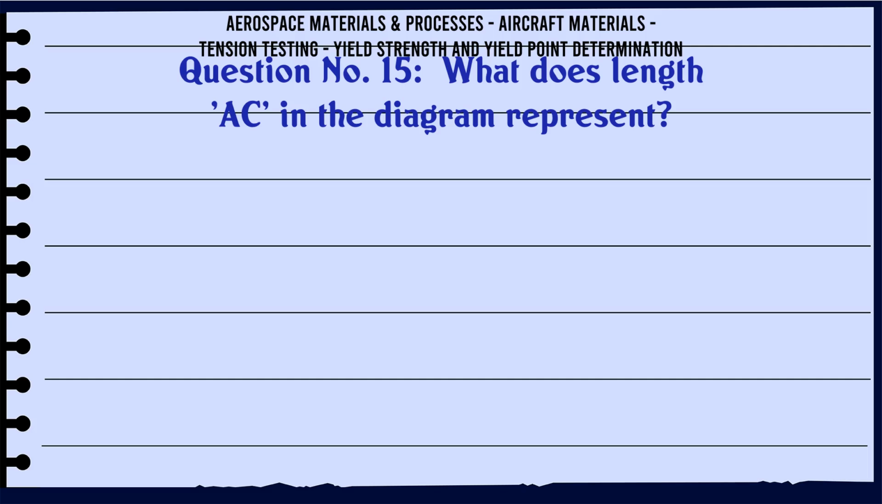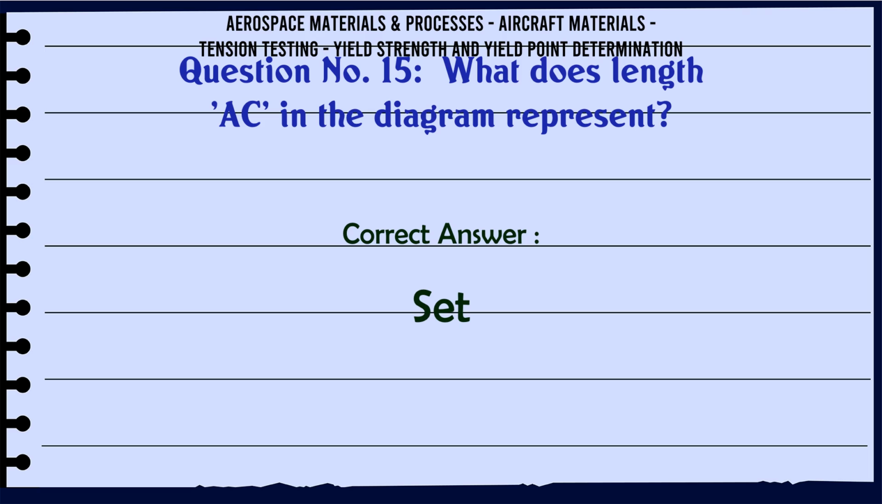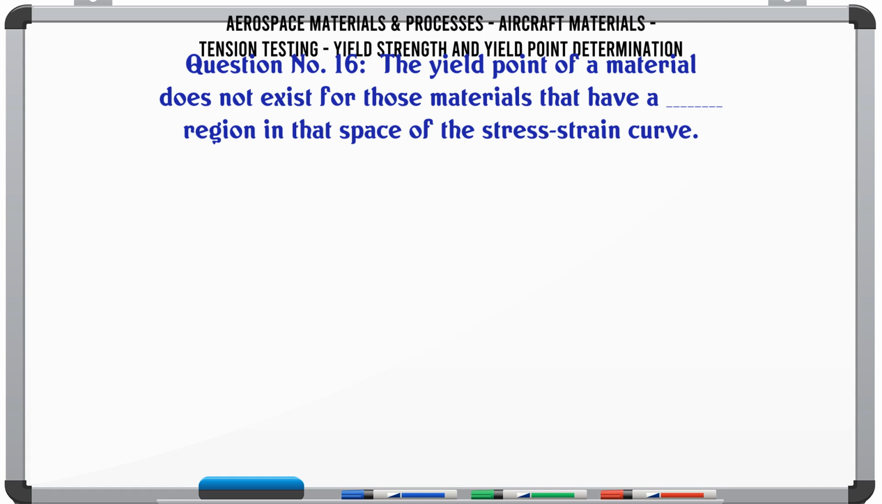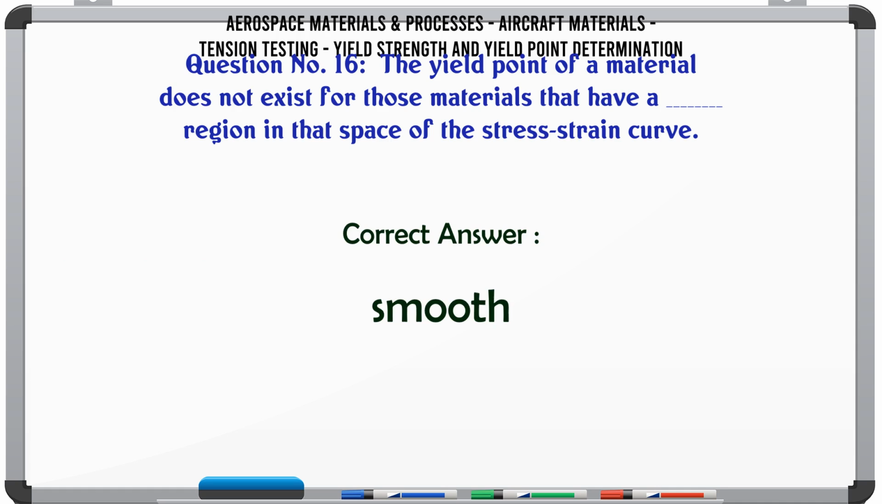What does length AC in the diagram represent? A yield gauge, B yield strength, C set, D yield point. The correct answer is set. The yield point of a material does not exist for those materials that have a region in that space of the stress-strain curve. A smooth, B shift, C turbulent, D high. The correct answer is smooth.